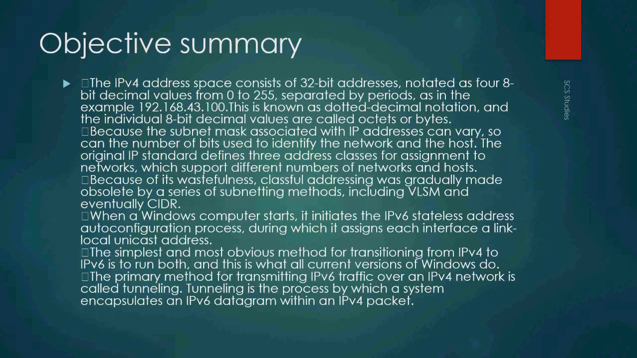The original IP standard defined classes to assign network addresses, which support different numbers of networks and hosts. Because of its wastefulness, classful addressing was gradually made obsolete by a series of subnetting methods, including VLSM and, equivalently, CIDR.